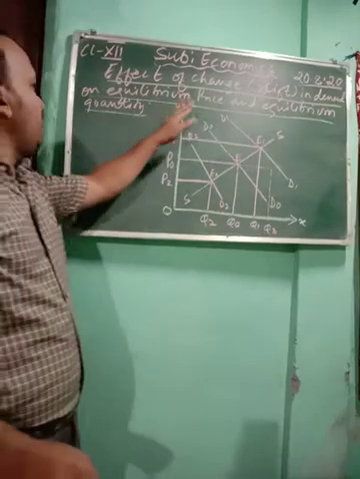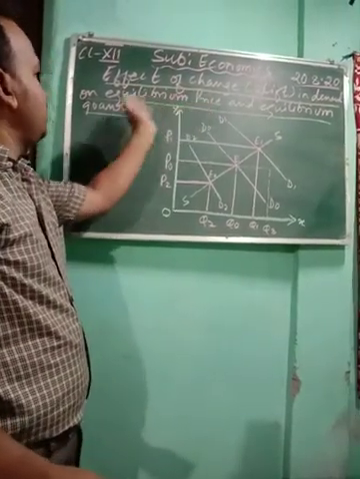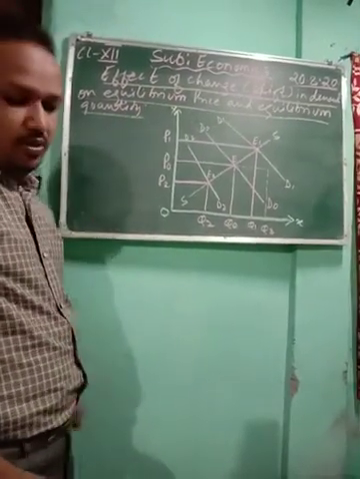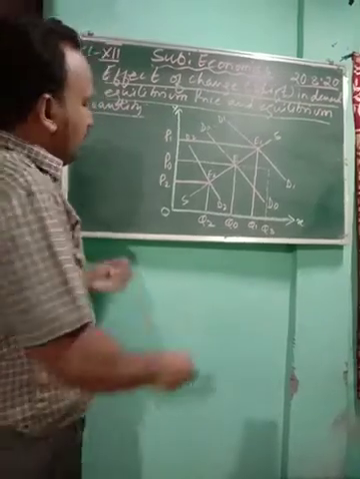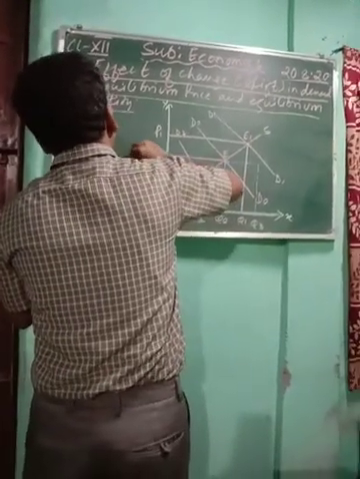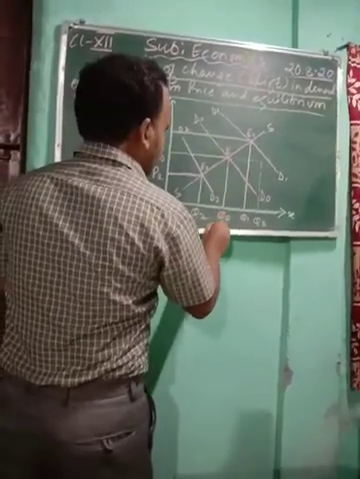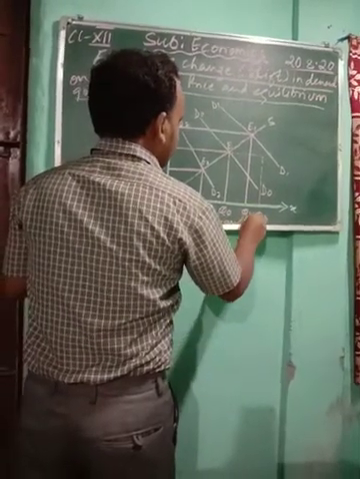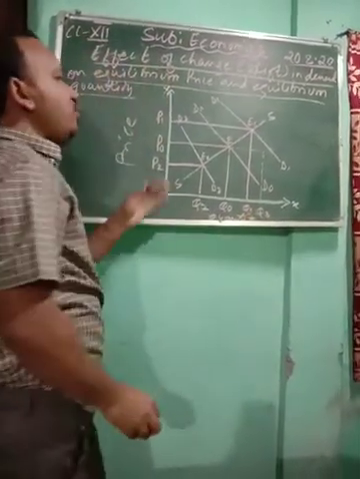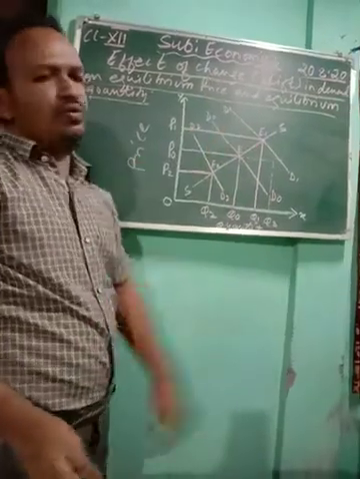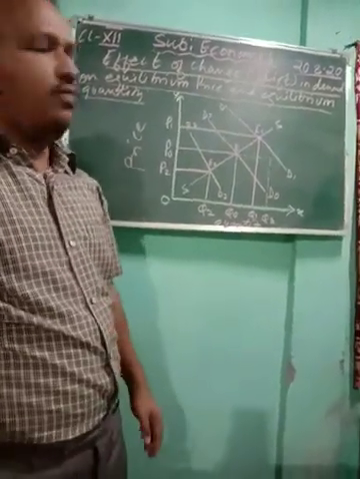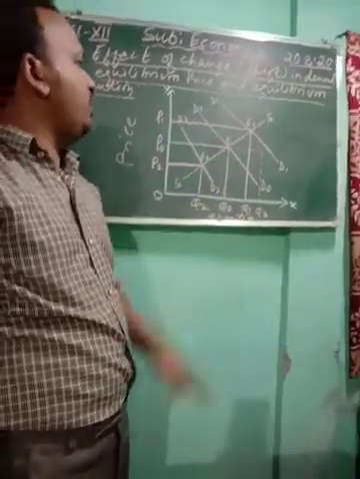So this is the condition. This is the effect of change in demand on equilibrium price and equilibrium quantity. Always write price here and quantity here. Children, everyone will draw this and write it down. What I have explained, you all will keep in your mind and do it very properly.